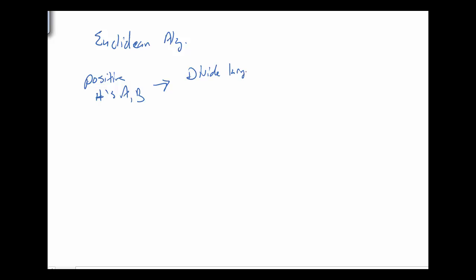Okay, so just trying to give a sense as to what we do when we're doing the Euclidean algorithm. I want to give a little bit more detail on how this flow works. So I start with positive numbers A and B. Then I'm going to divide larger by smaller. When I do that, I'm going to have a remainder.